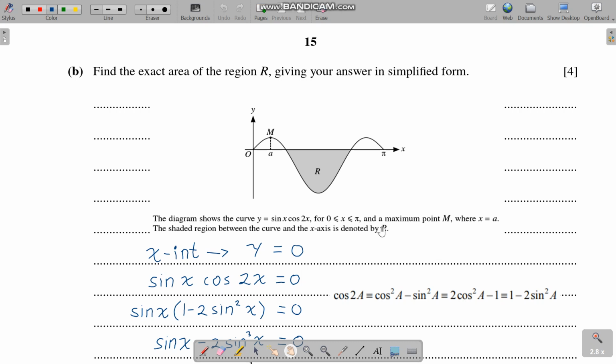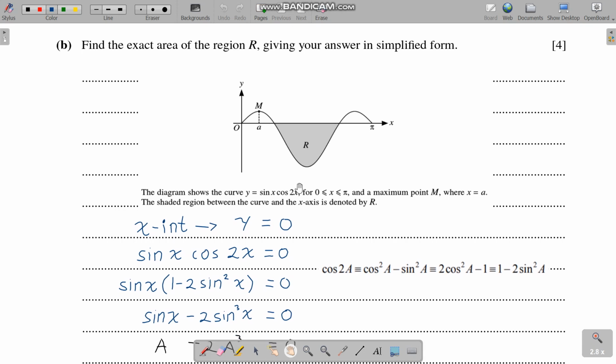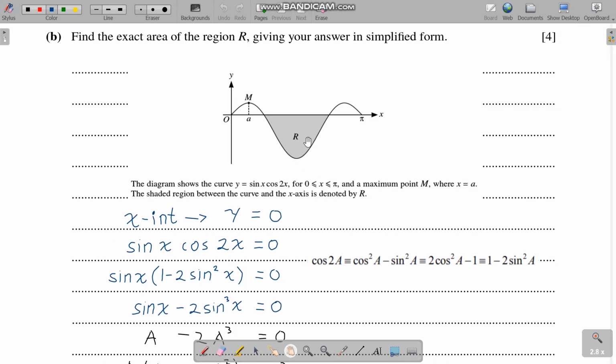Everyone, this question is about integration. Find the exact area of the region R in simplified form. So this is the function sine x cos 2x, and to find the area we need to find the x-intercepts.